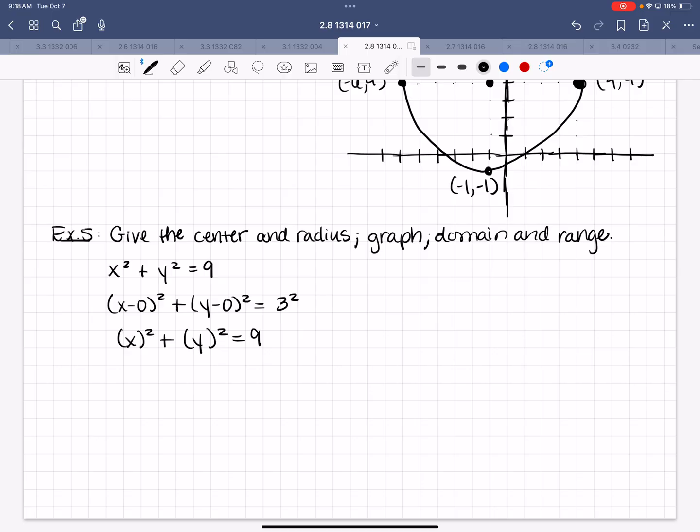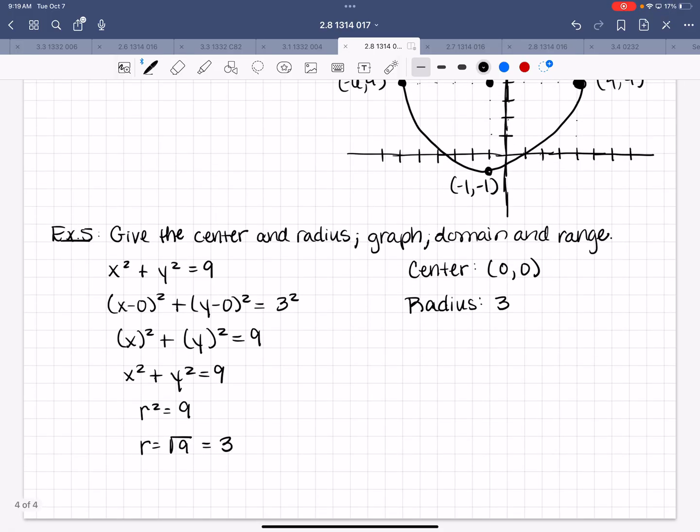Well, x squared is x squared, y squared is y squared equals 9. So your center is at 0, 0. Your radius is 3, because r squared equals 9, r equals the square root of 9, and since it's positive, it will be 3. Okay?